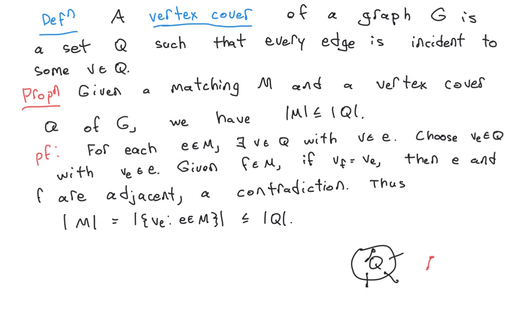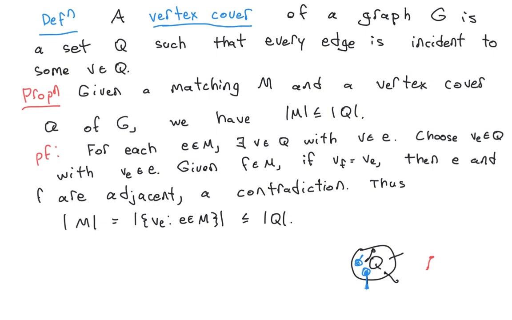So for each edge in the matching, you must be able to find an endpoint in Q, possibly both endpoints, but at least one. So for each edge, we're going to choose one of its endpoints in Q and call it v sub e. And then the second part is, given another edge f in M, if v sub f is equal to v sub e, then you have two incident edges, which is not possible.